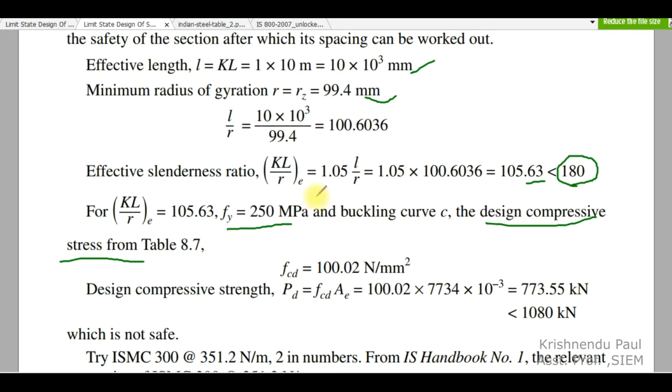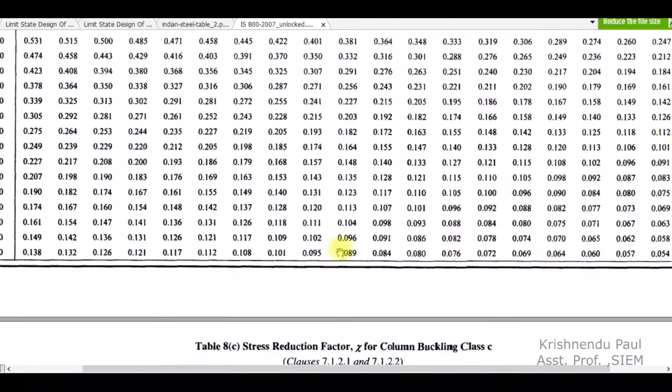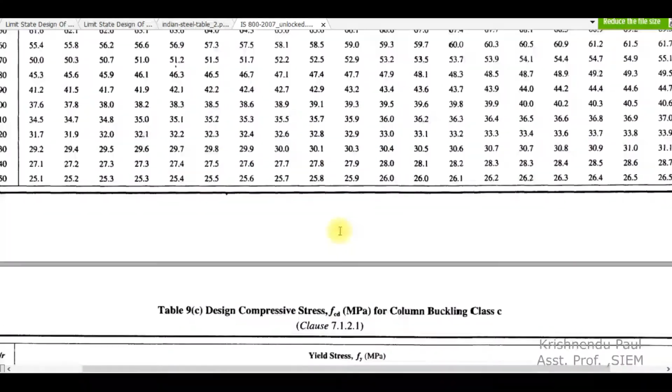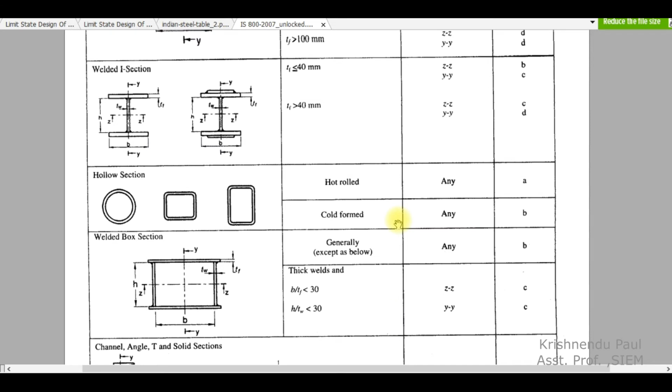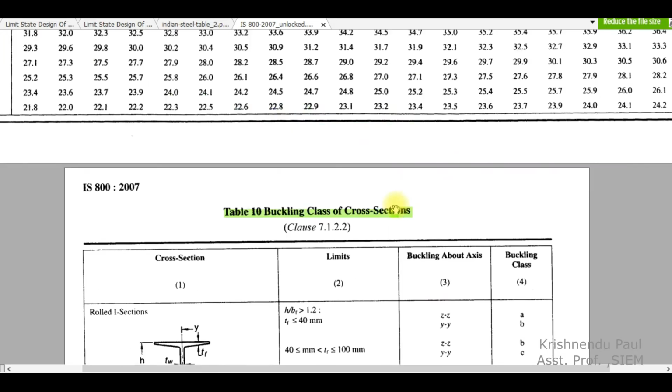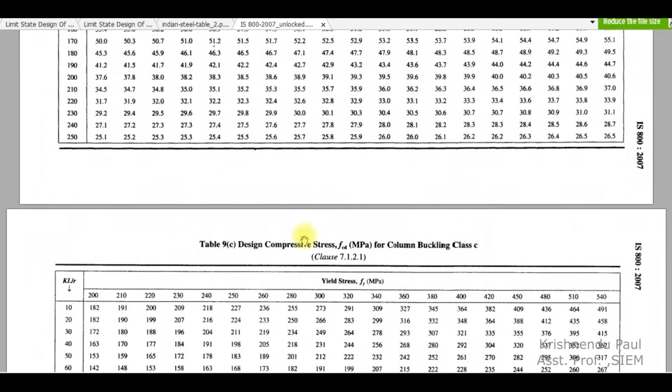So let us go to the compression member part. As this is a channel section, you see this is the channel section here. So the buckling class will be C. Buckling class will be C. So you have to use table number 9C to find out the design compressive strength for this channel section. So you can use this table number 9C.